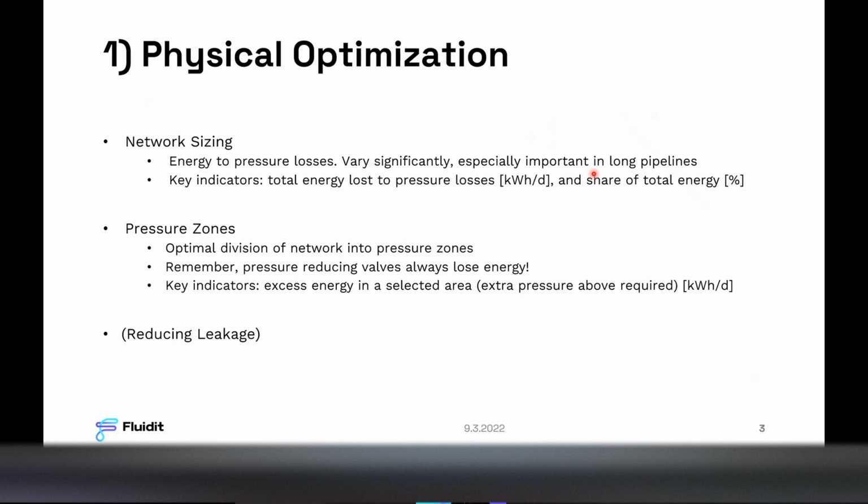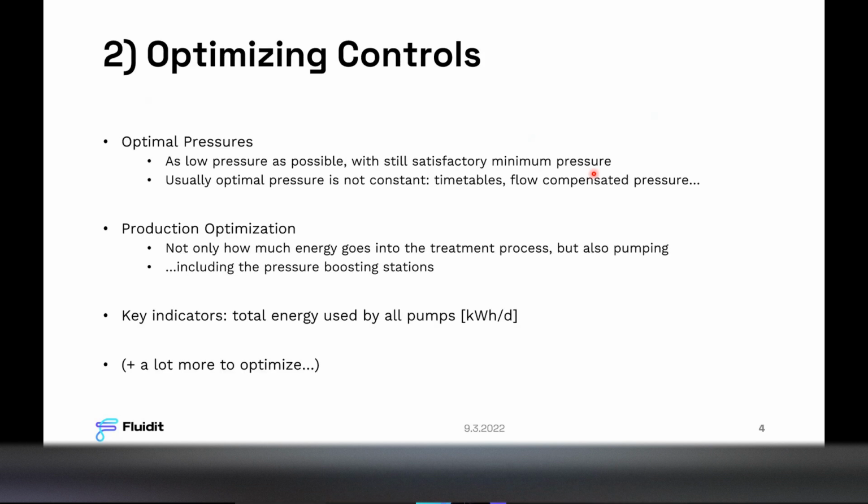All right, final point here is reducing leakage. We'll not go more into that, just to keep in mind that obviously all the energy has also been done to all the water that's leaking out of the network. So reducing that will also be improving our energy efficiency. Next, optimizing controls. Once again, obviously a large topic and just a few key points that I'll pick up from here.